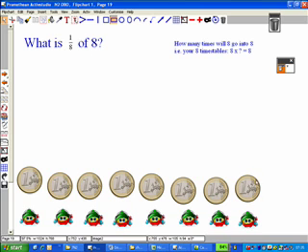So 1/8 of 8 is 1, which is the same question as how many times will 8 go into 8? Your times tables. 8 times what is 8? The answer is 1. So the answer of 1/8 of 8 is also 1.